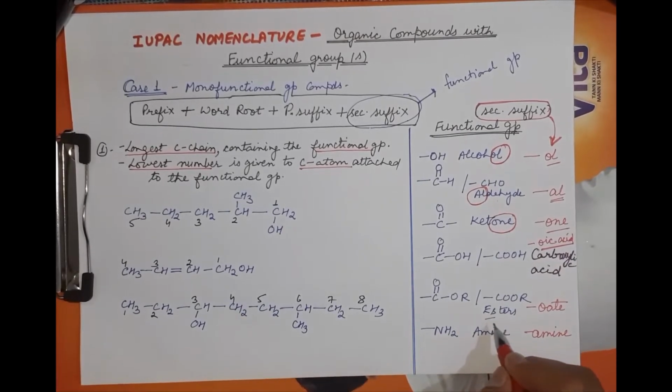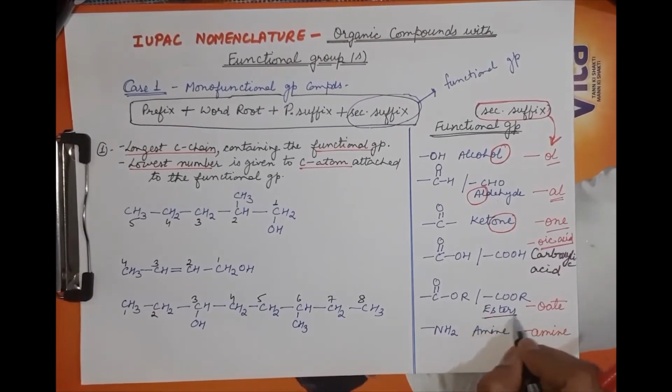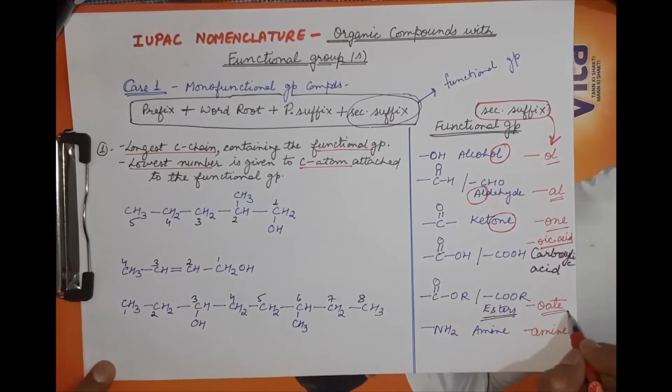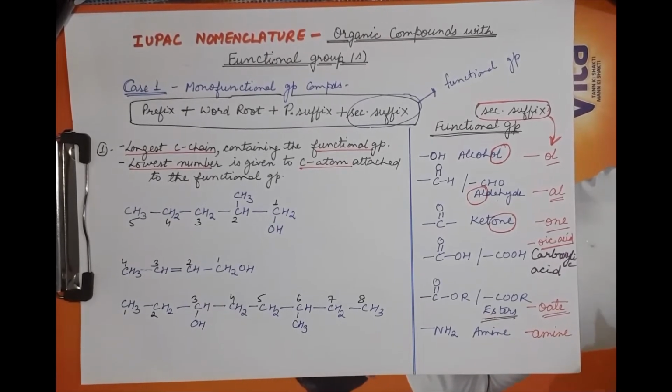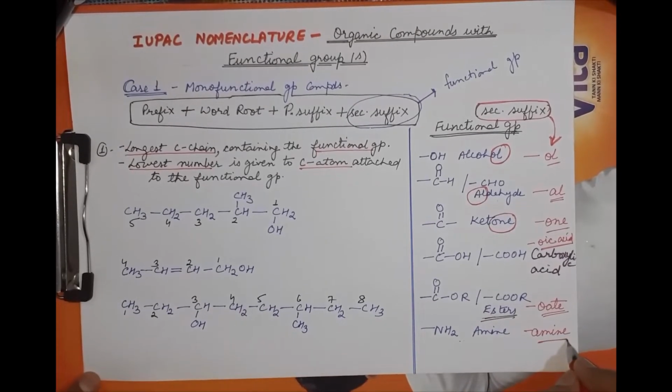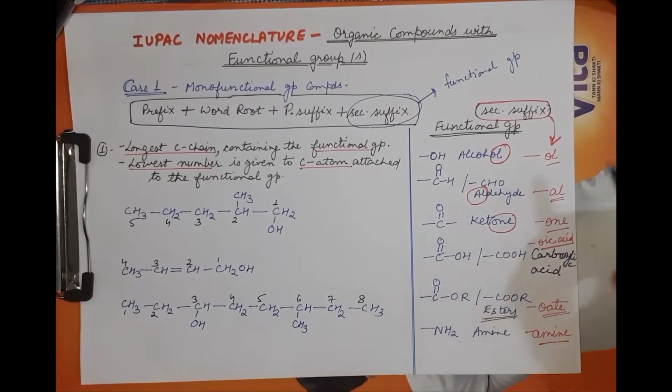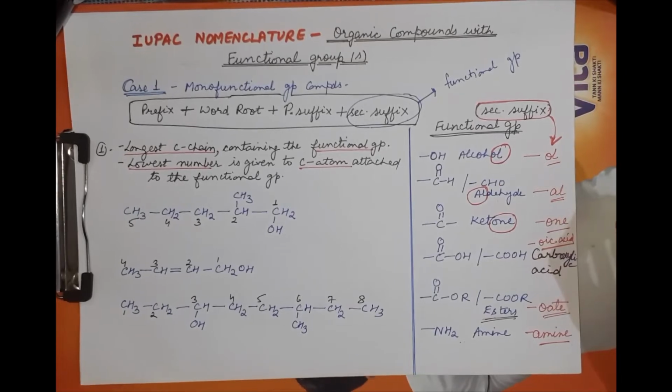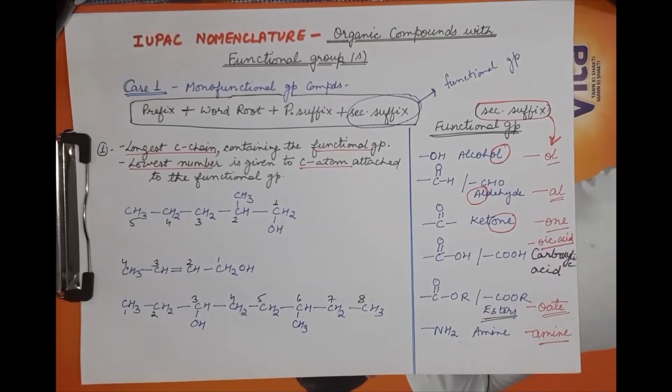In case of esters, which are written as the COOR group, this OATE is added as a secondary suffix. In case of amines, NH2 group, amine is added as a secondary suffix. So this is how to represent these functional groups. It is added as the secondary suffix at the end of the IUPAC name. So now let us discuss how to write the IUPAC name in this case.